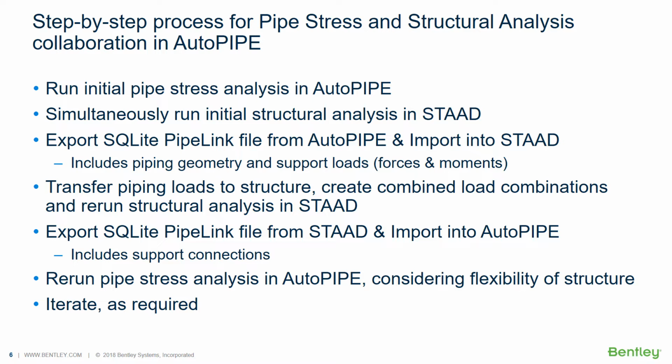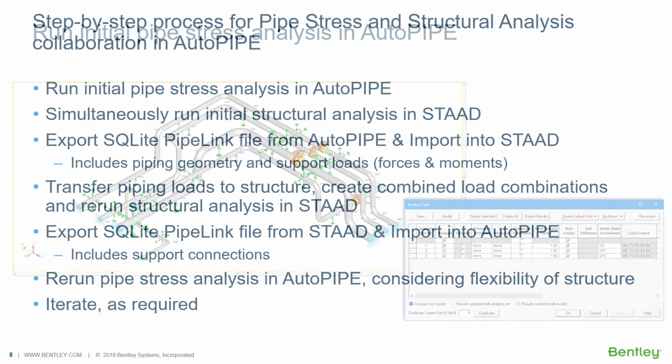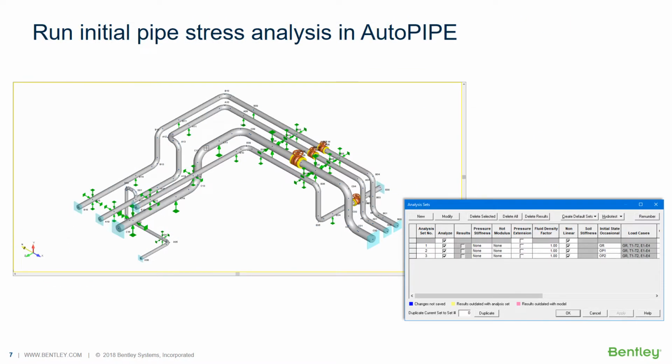So let's dig a little bit deeper into this process. We will look at the AutoPIPE side in AutoPIPE in a moment, but we're just going to go through the workflow with some screenshots and some explanation here of both the AutoPIPE side and the STAAD side. So first we start in AutoPIPE, and we want to run our initial pipe stress analysis. We have our piping model, we have supports. You can see there's a bunch of supports in there. There's V-stops and guides mainly throughout, and we have some anchors.